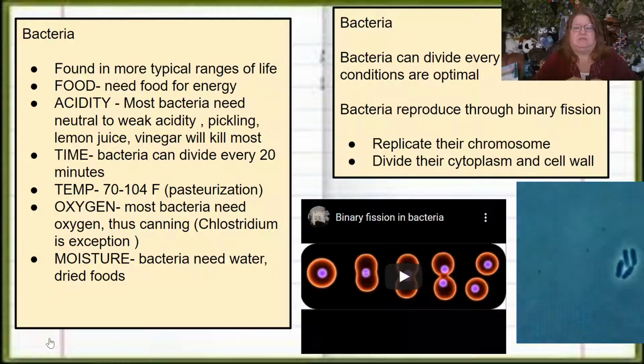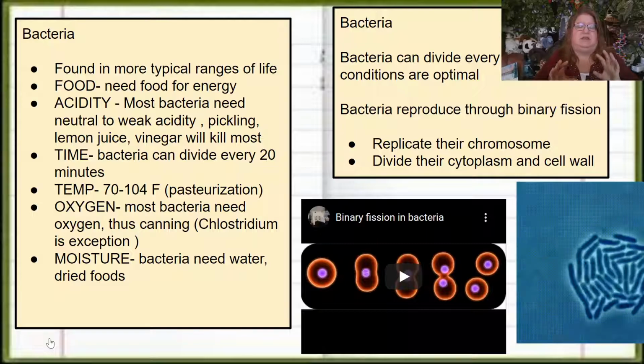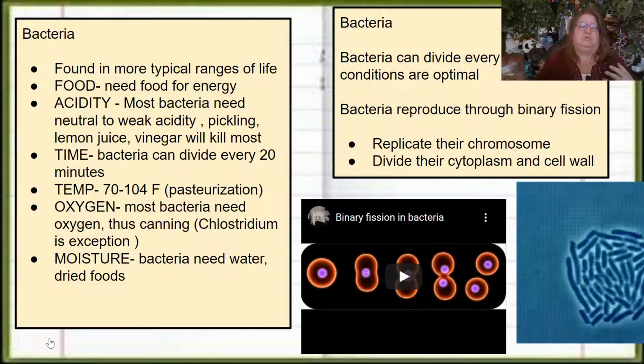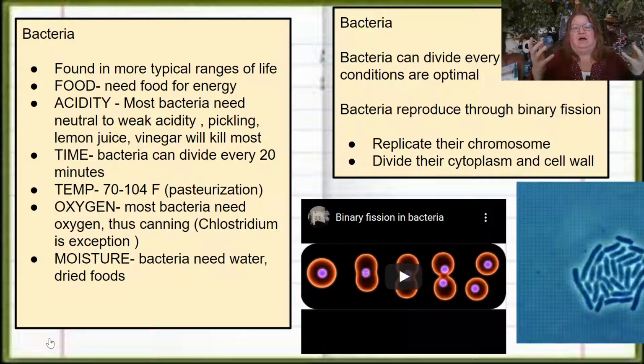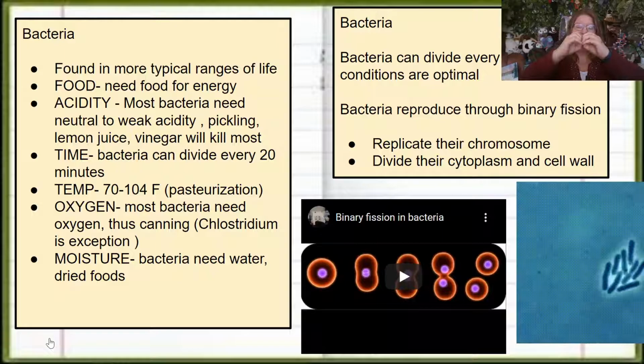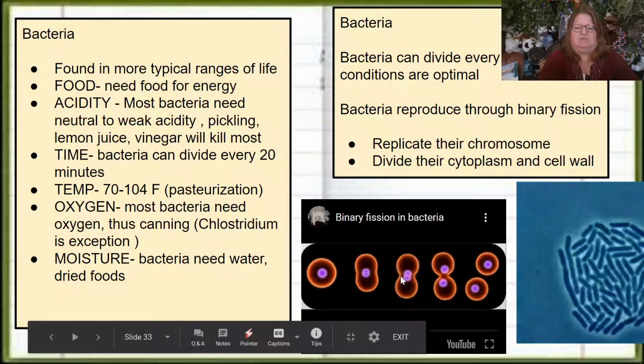So bacteria can divide as long as the conditions are fine. Bacteria can divide every 20 to 30 minutes if conditions are optimal. And when they divide, it's very, very simple. It's certainly not like mitosis or meiosis. Basically, they replicate that main central chromosome, and then the cytoplasm gets bigger, the cell wall gets bigger, and then they divide that in half. That's it. So you can see this very short little video. Let me go ahead and play it for you.